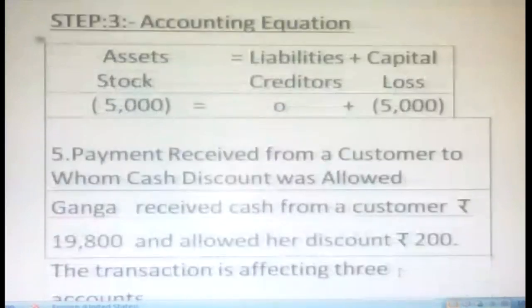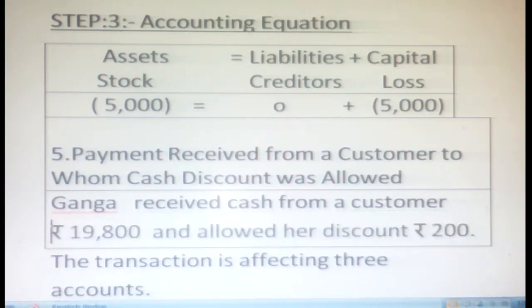Then the next transaction. The payment received from a customer to whom cash discount was allowed. Here, it's a very important discussion. Ganga received cash from a customer. What you sold already, we got money now. So 19,800, that person gave money, 19,800, and we allowed her a discount of 200. So actually how much does she have to pay? 20,000, but she paid only 19,800. So we received cash from a customer, and the discount is 200. We allowed a discount of 200.